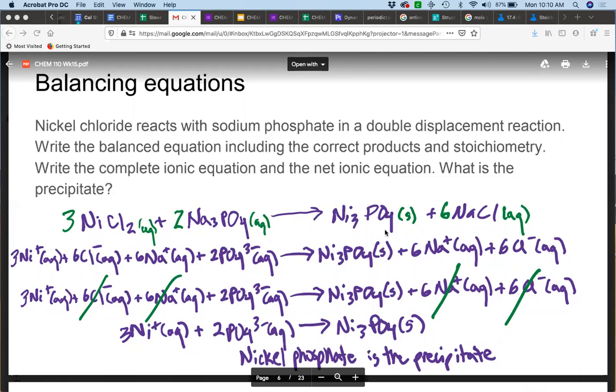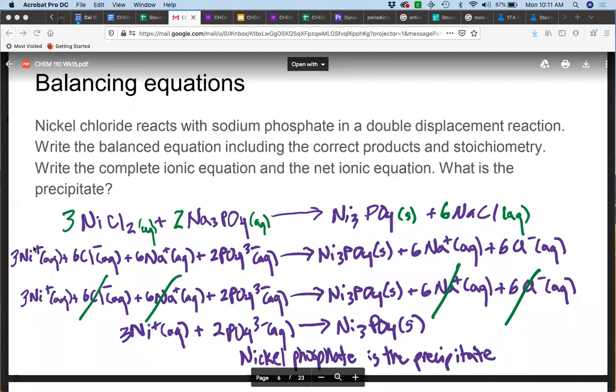Notice this is a solid. It's going to form my precipitate. You might be wondering, how do I know that it's a solid? That, again, is going to be based on your solubility rules. If you don't have those handy, that might be something you want to pull out as a resource for taking exam 3 in your final exam.